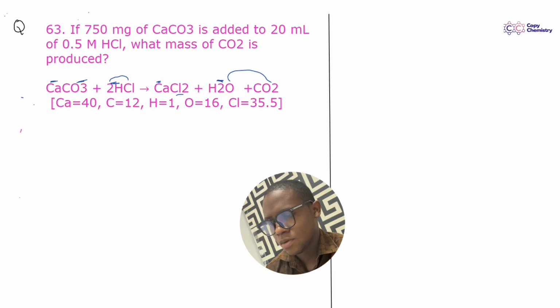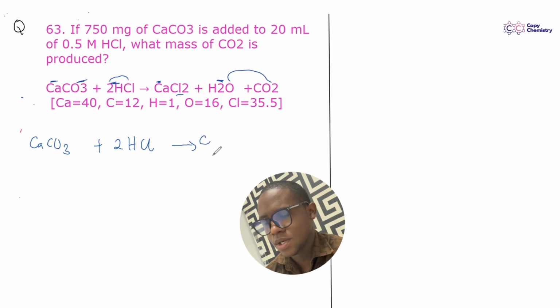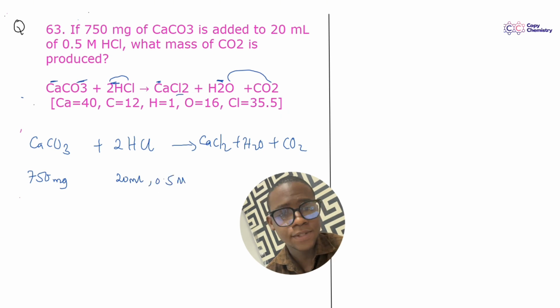So after that, we'll then look at what we have: CaCO3 and HCl. And then we have our products: CaCl2, H2O, CO2. Now we can see here that 750 milligrams of CaCO3 was added to 20 ml of 0.5 molar HCl. Let's figure out what the moles is, okay?